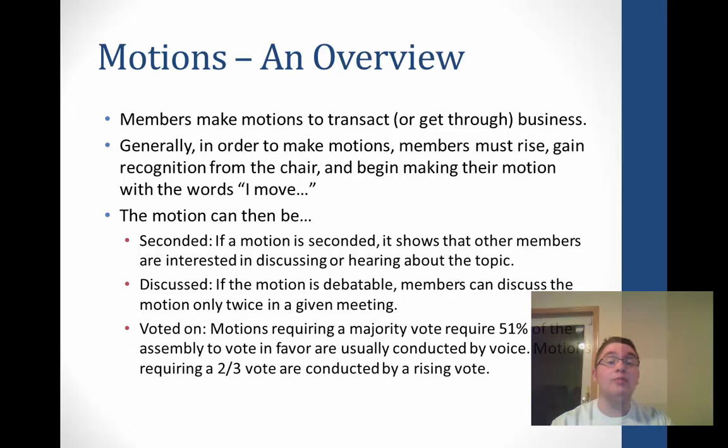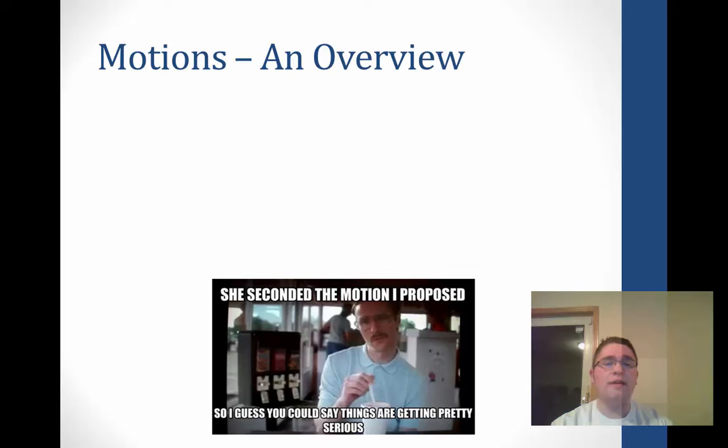And next, the motions are voted on. Motions requiring a majority vote require 51% of the assembly to vote in favor and are usually conducted by voice, by saying aye or nay. Motions requiring a 2/3 vote, on the other hand, are conducted by a rising vote, and it's counted. That way we can determine mathematically whether the motion passes or not, because it's hard to determine whether a 2/3 vote passes by voice vote.